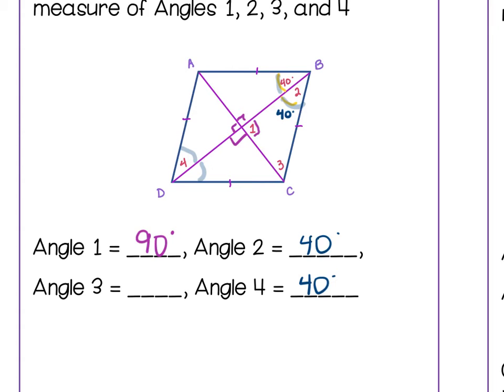And then you look at this little triangle here. 90 minus 40. Yup. And angle 3 is 50 degrees. That's it. It seems like so much more work.